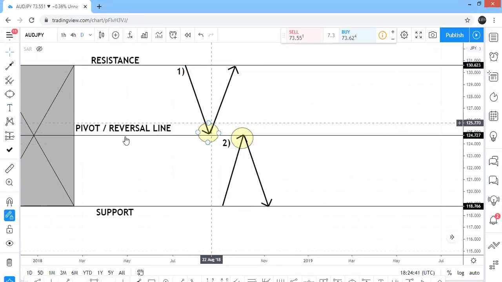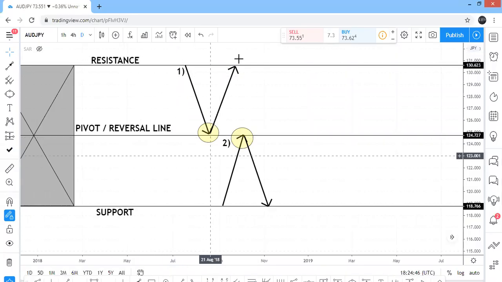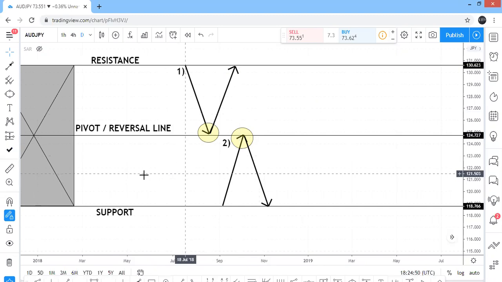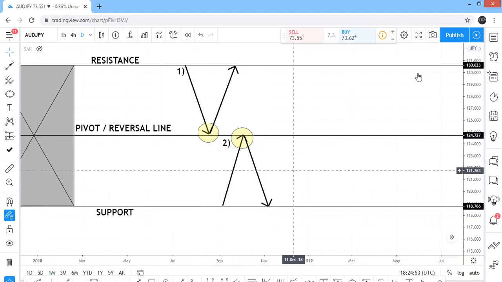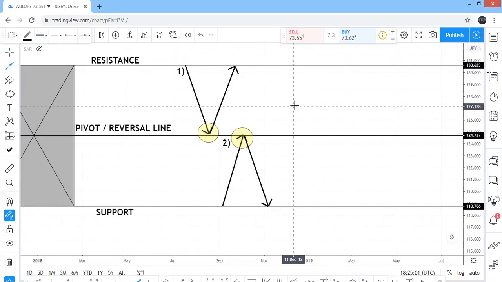Drop a 2 if you understand that. Condition one is resistance, reversal, back to resistance. Condition number two is support, reversal line, support. 2 if you understand point number two. Excellent. Let's look at condition number three.